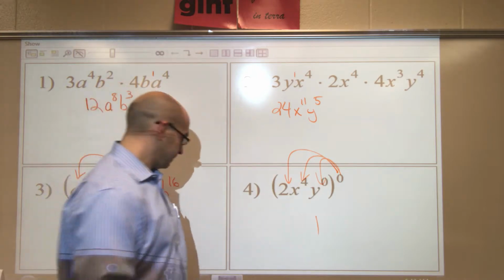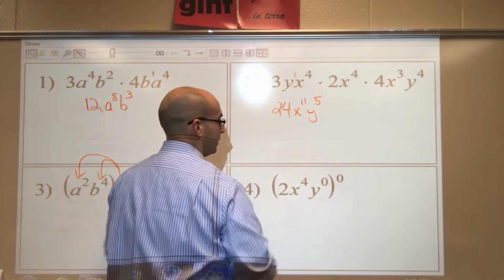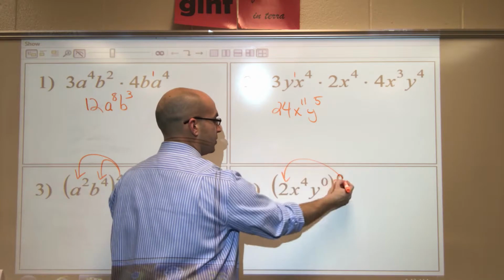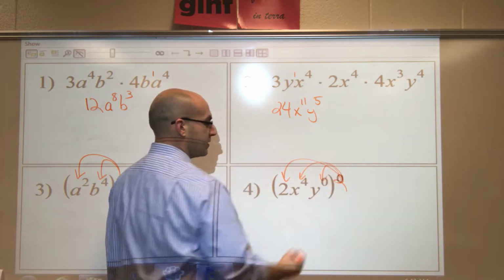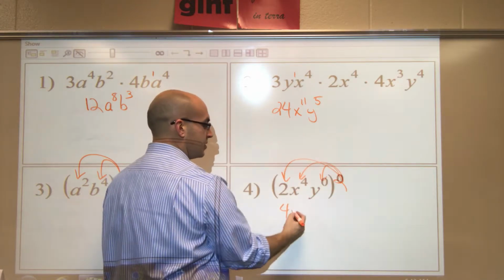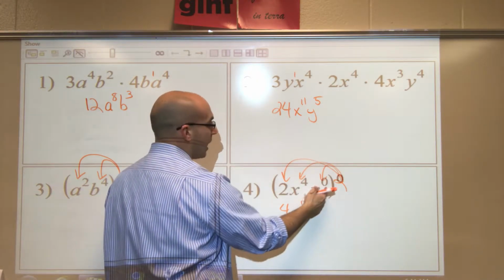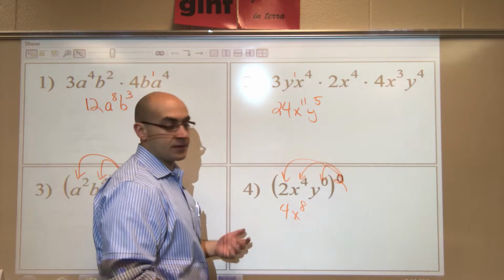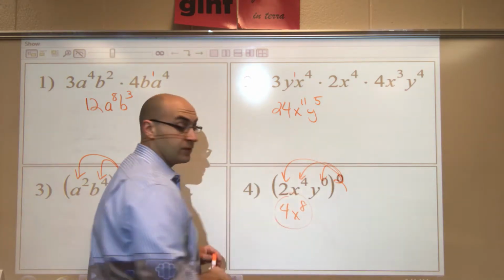Now, if it was a 2, let's say this was a 2. Distribute it to the 2, to the x to the 4th, to the y to the 0. 2 squared is 4. X to the 4th times 2 is x to the 8th. Now, y to the 0 times 2 is y to the 0, which is just 1. So my final answer there would be 4x to the 8th.